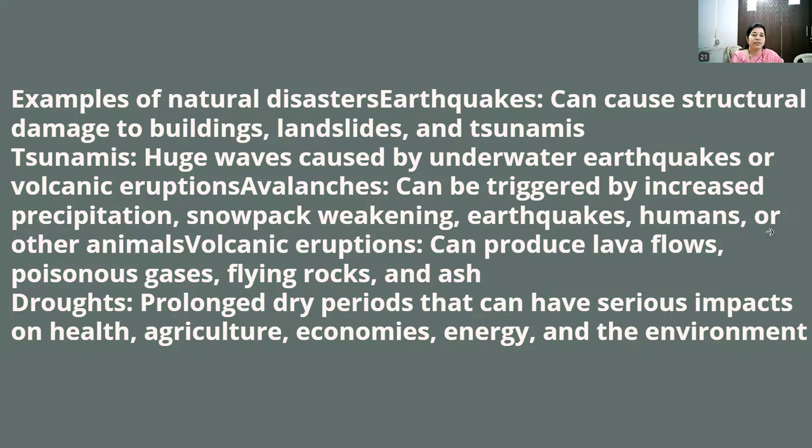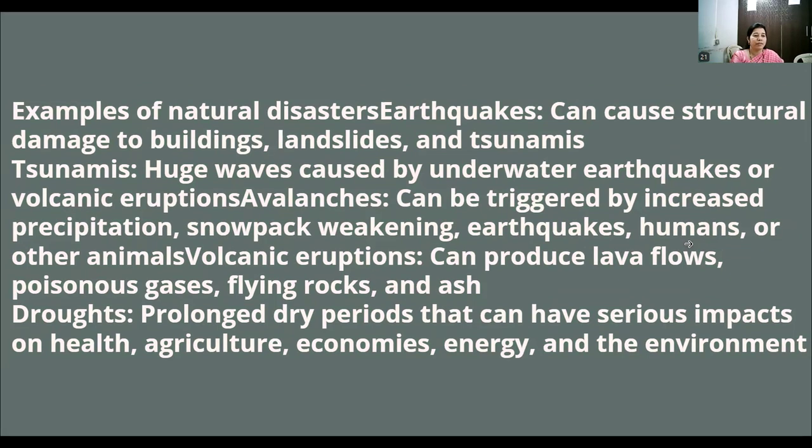We have seen different examples of natural disasters, which include earthquakes too. Earthquakes cause structural damage to buildings, landslides, and tsunamis. What is a tsunami? A tsunami is a type of huge wave caused by underwater earthquakes or volcanic eruptions. After that, another natural disaster is avalanches. Avalanches can be triggered by increased precipitation, snowpack weakening, earthquakes, humans, or other animals.